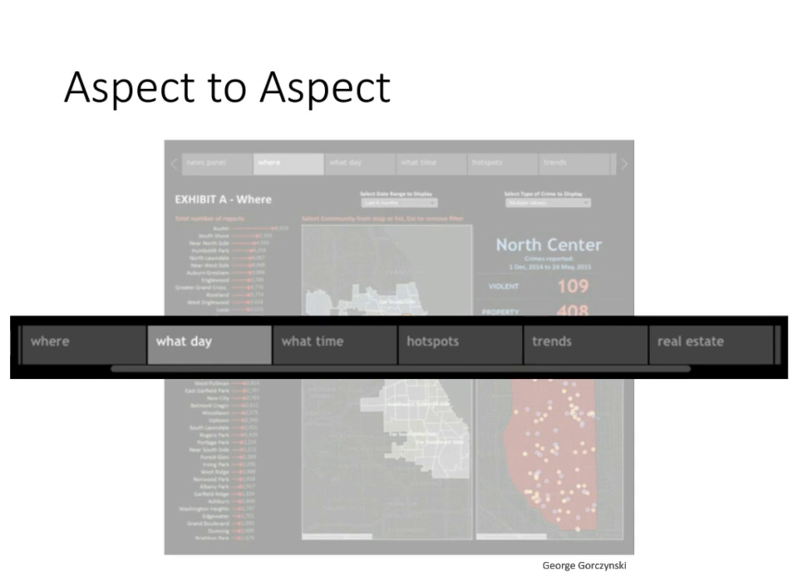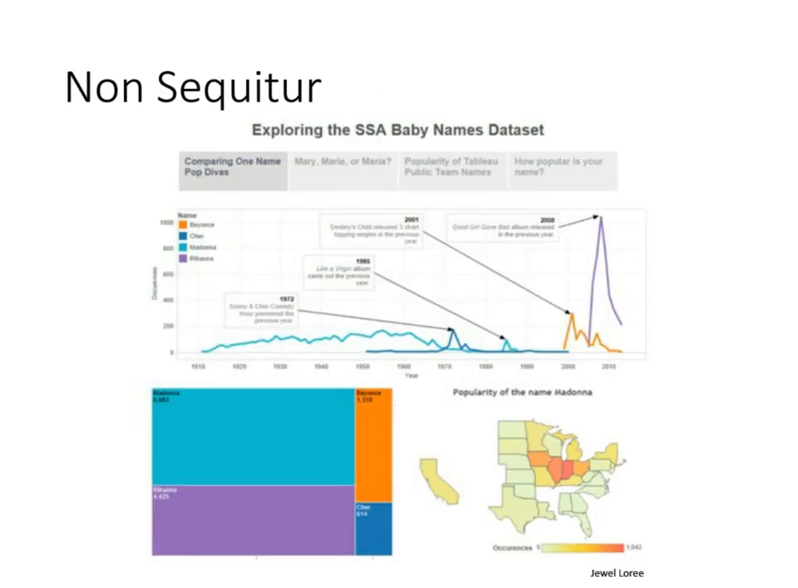So moment to moment, subject to subject, and aspect to aspect are really the most critical ones. There are a few more. In particular, there's one that's very common in data visualization, which is the non sequitur. And of course, that is one that's uncommon in comics, but it's surprisingly common when you talk about data.